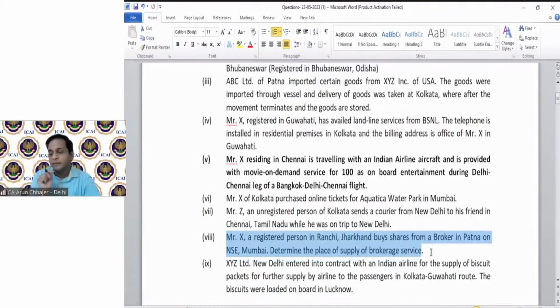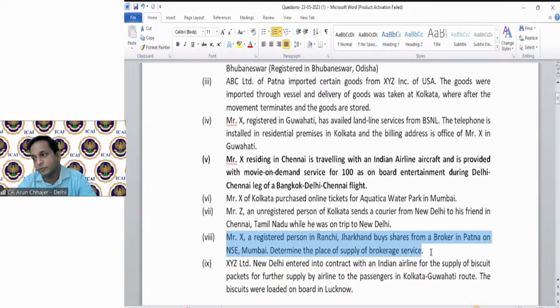Correct. The place of the supply for the banking and other financial services, including stock broking, it would be the location of recipient. It is immaterial whether recipient is registered or not registered. It says that location of the recipient on the record of the supplier. If the address is not available, then the place of the supply shall be the location of supplier. That we all know.